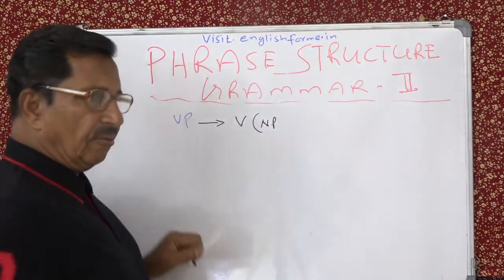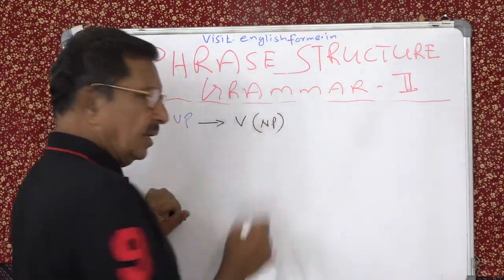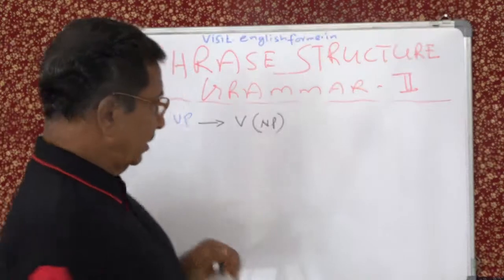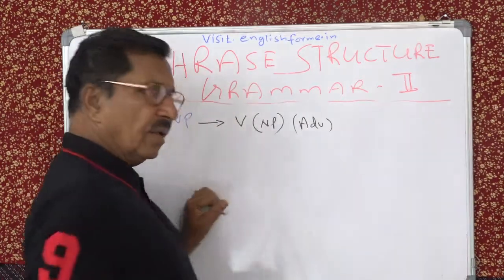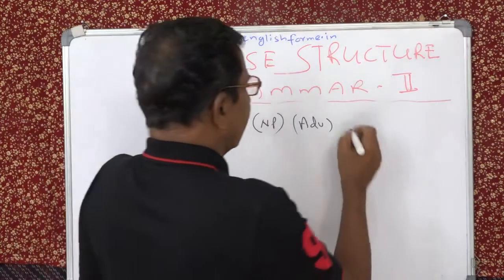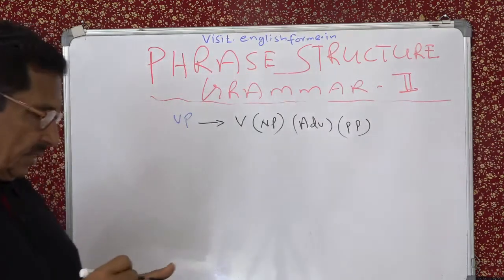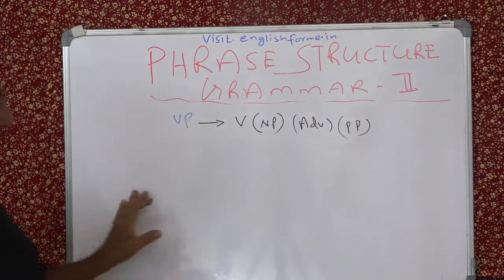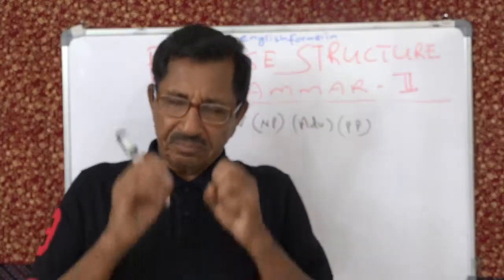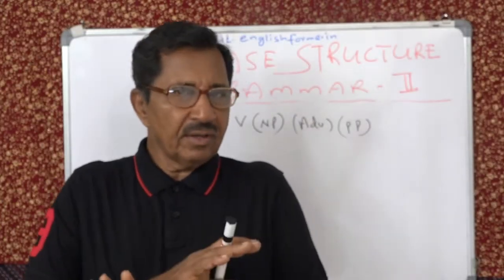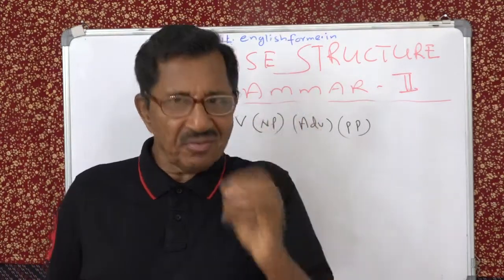NP will be the object now. Transitive verbs, they take objects. So, NP. Then, that is an option. You can have an adverb, that is also an option. You can have a PP, prepositional phrase. These are options. Understand? So, verb phrase you have got V is compulsory. That is the must. You cannot have a verb phrase without a V. V means a verb. There should be a verb.